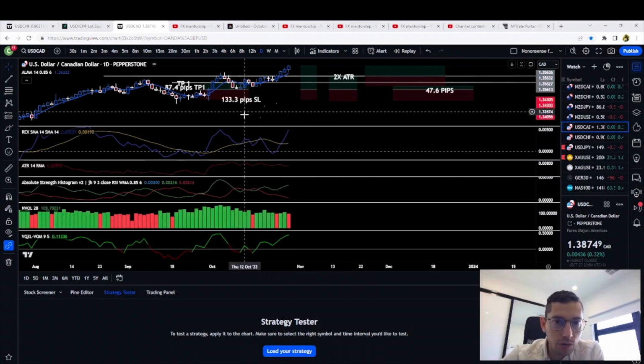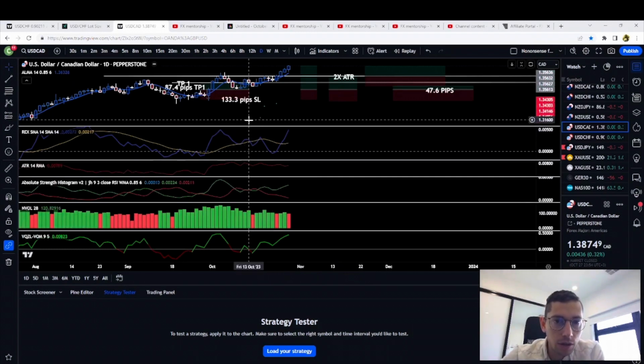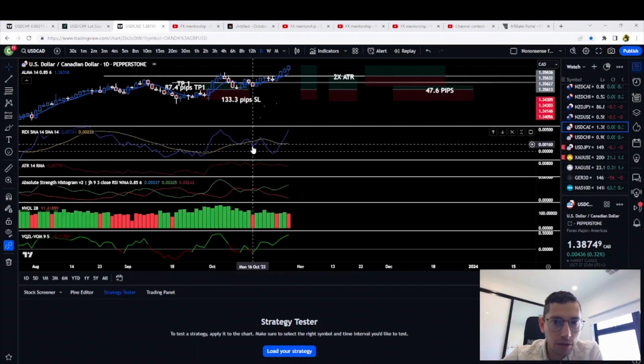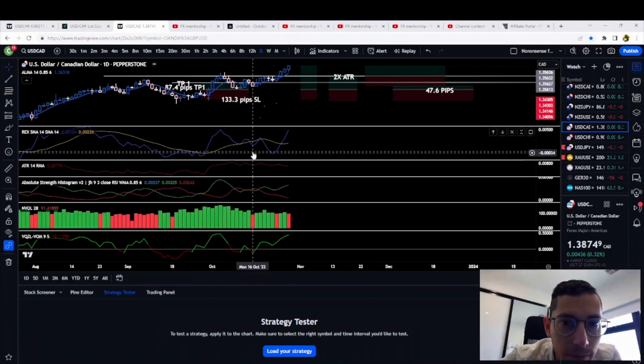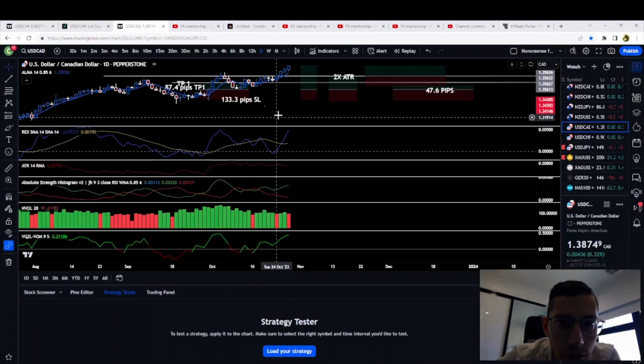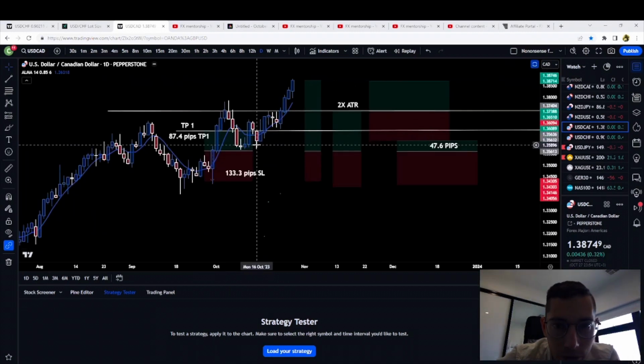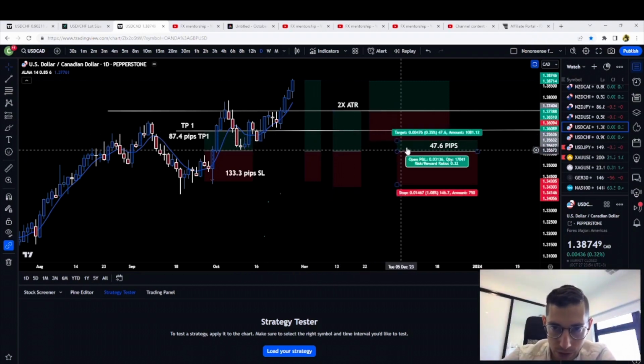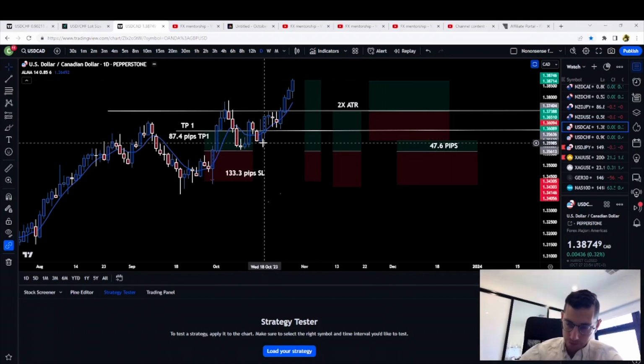Of course, you can also use an exit indicator. So had you been using the REX as your exit indicator, when you cross back down under, which is over here, this candle here actually, you would have exited the position anyway. So you would have got your 47.6 pips. The trailing stop and the exit indicator actually happen to occur around the same time, but whichever comes first, that's your way out of the trade.